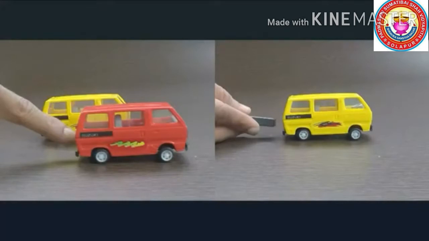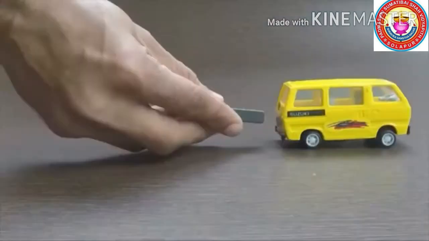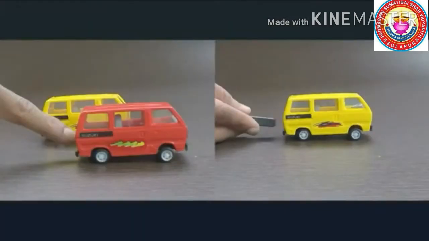Yes. See, in the first picture, we observe that the car is moving by the force applied by the hand, and the hand is in direct contact with the toy. And in the second picture, the toy is moving by the magnetic property of repulsion, but we see that there is no direct contact between the magnet and the toy.